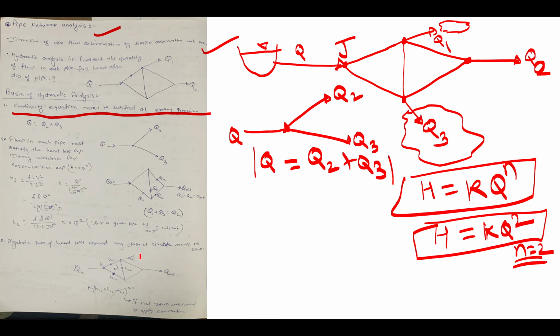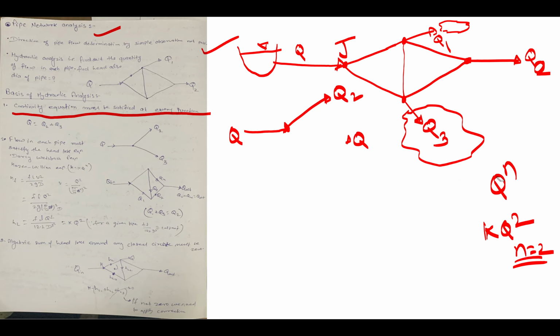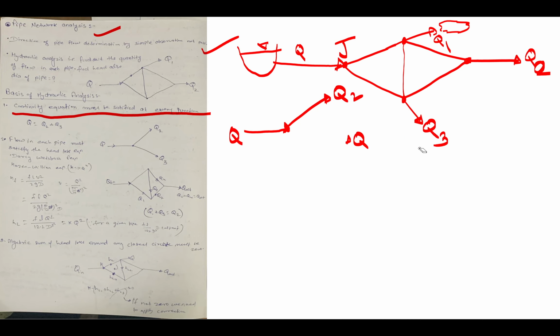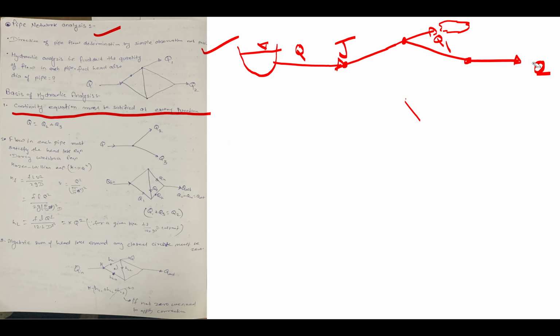Now the third one: the algebraic sum of head loss around a closed circuit must be zero. What is this actually telling? Let me draw another one. Let me take the eraser first. So here is a circuit. Let me draw the circuit first.